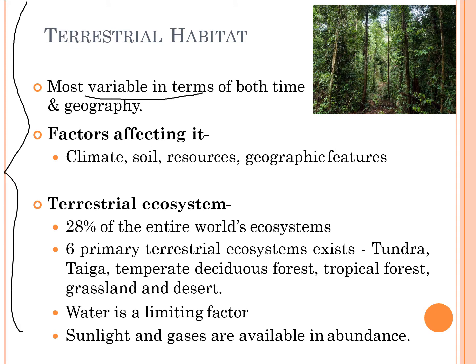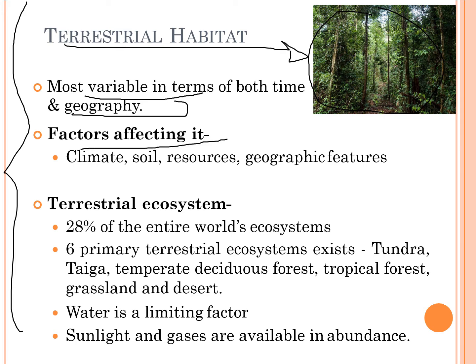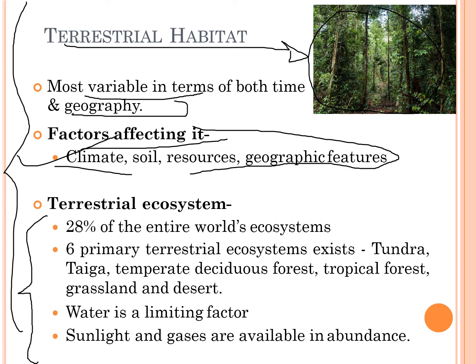It is the most variable in terms of both time and geography. This is a demo picture of a terrestrial habitat. The factors affecting it are soil, climate, resources, and geographical features. These four factors are common and are the dependable factors on which any habitat survives. The terrestrial habitat comprises 28% of the entire world's ecosystem, which is a huge number, and six primary terrestrial ecosystems exist.